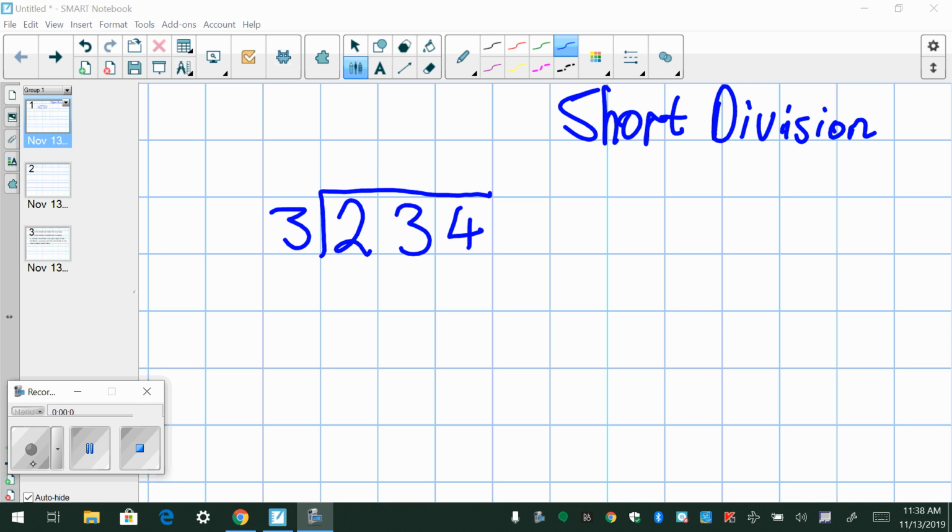Have a look at some short division, and sometimes the best way to understand short division is to see an example being done because there are a few steps to it. So I'm going to bring your attention to a few different things.